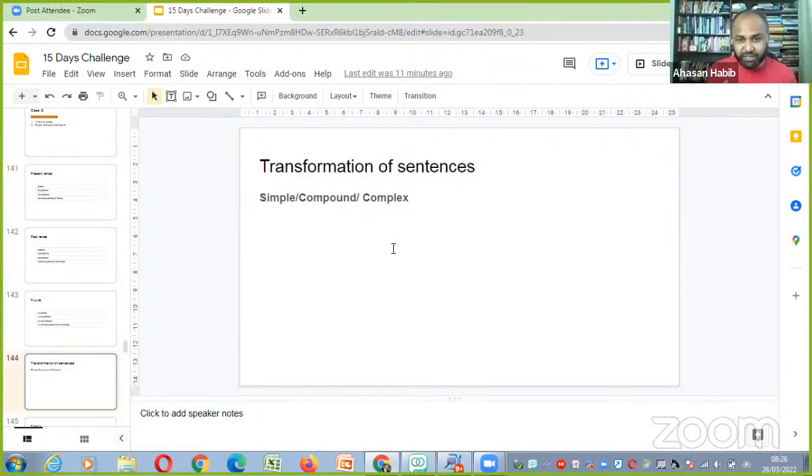Do you understand? If you understood, please type in the chat box "understood." Type in the chat box "understood." Okay, so I'm still waiting to see the 2 sentences.